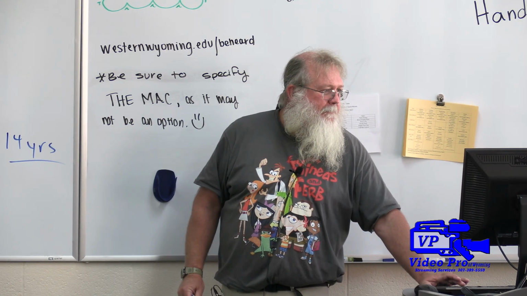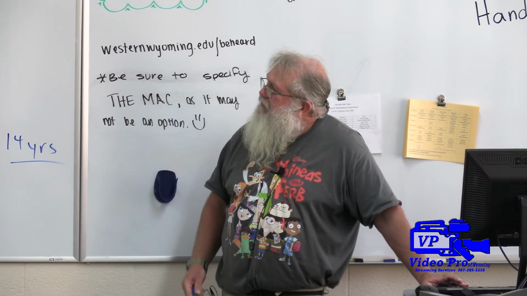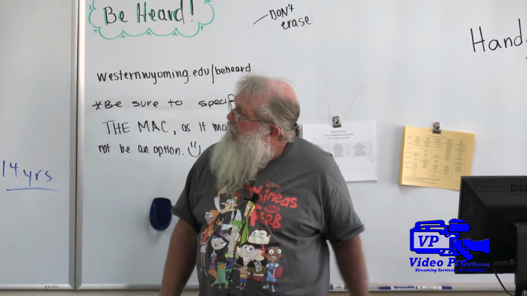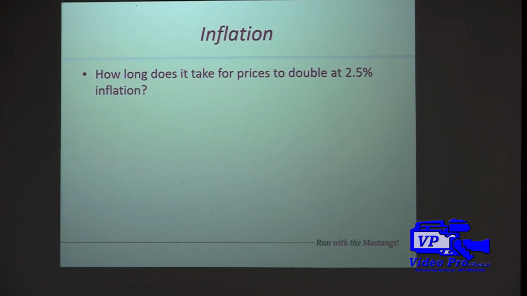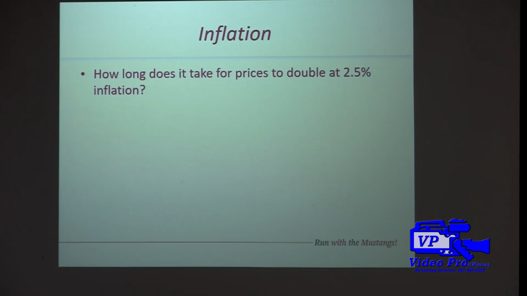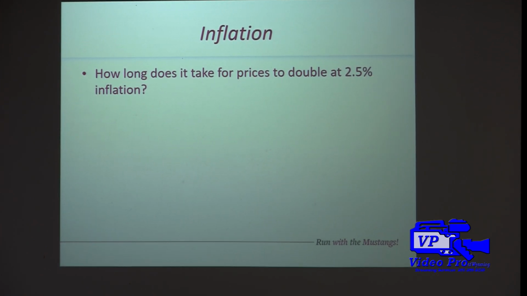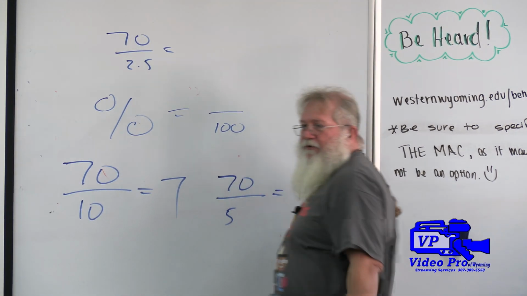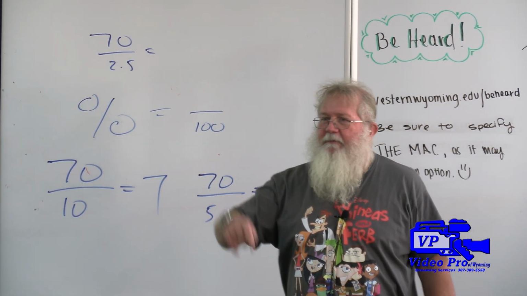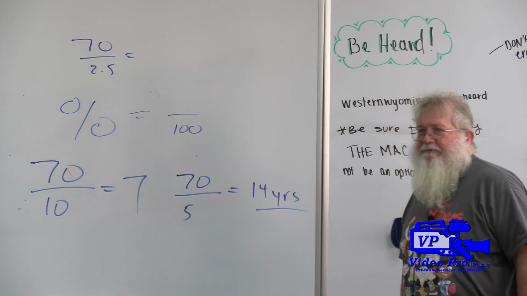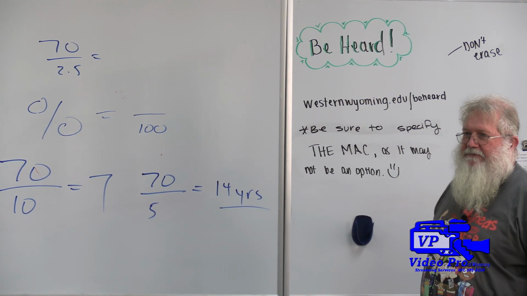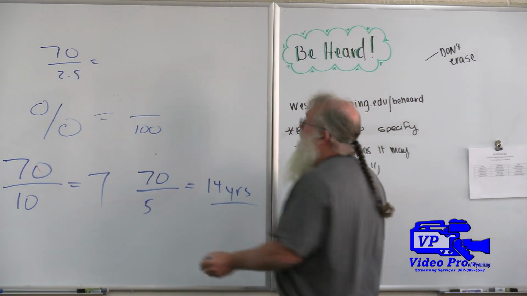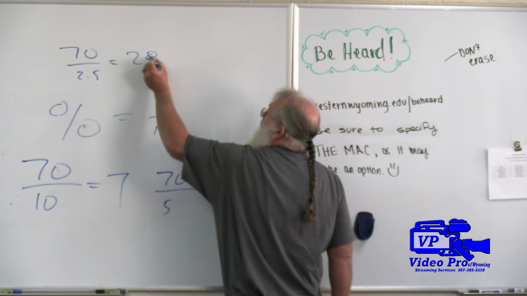So, all right, inflation. Another place we like to look at this is the effect of inflation. So how long does it take for prices to double at 2.5% inflation? So what would we do? We drop the percent sign, we take 70 divided by 2.5, and I do not have this figure. Who has a calculator? 28. I should have been able to, 28 years.